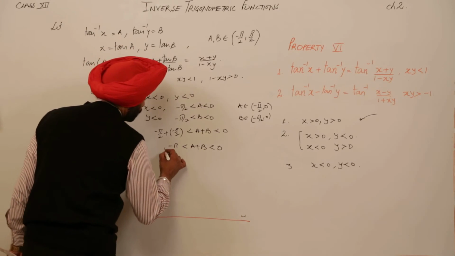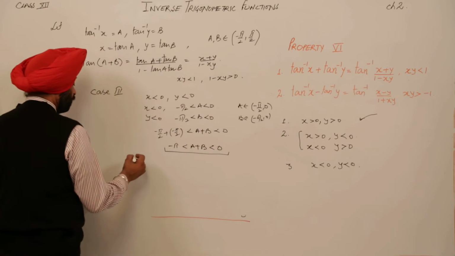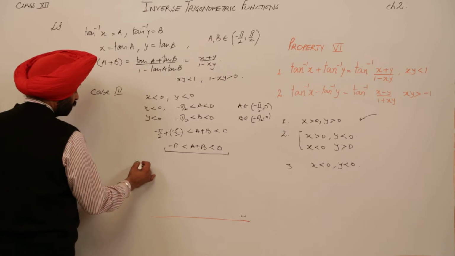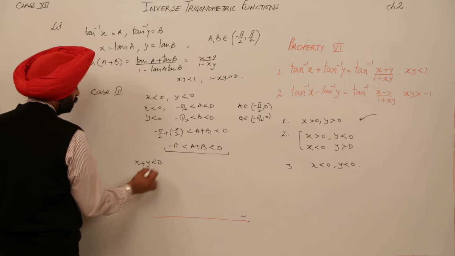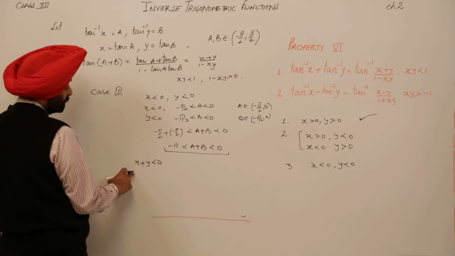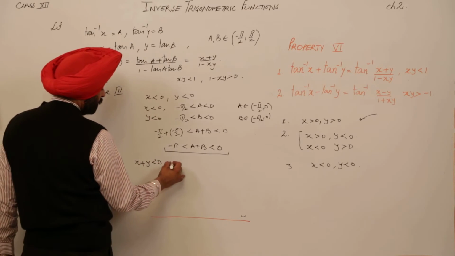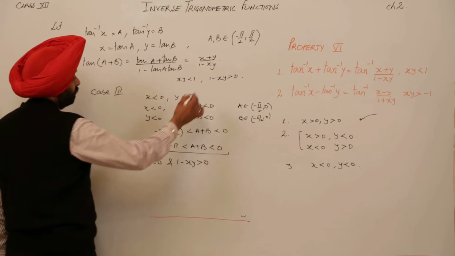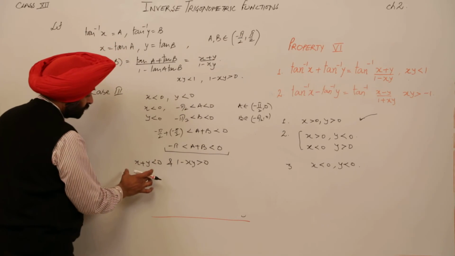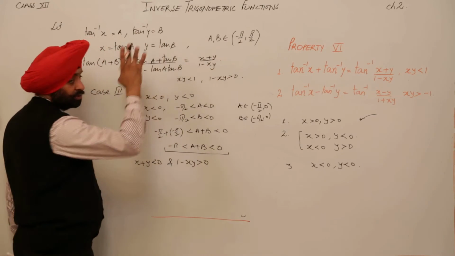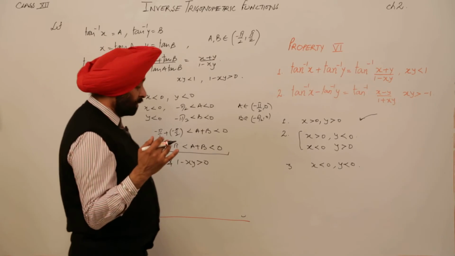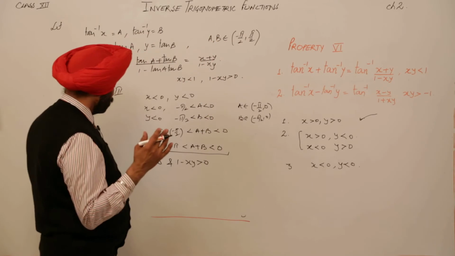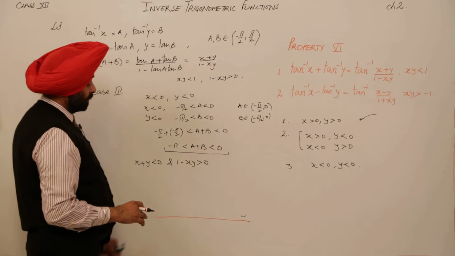Now after this part, what are we having? You can write that x plus y is less than 0. When both are less than 0, it means x plus y is also less than 0, and 1 minus xy is greater than 0. We have x plus y less than 0 and 1 minus xy greater than 0. Now suppose x plus y is less than 0, let it be negative 0.5, and 1 minus xy greater than 0.